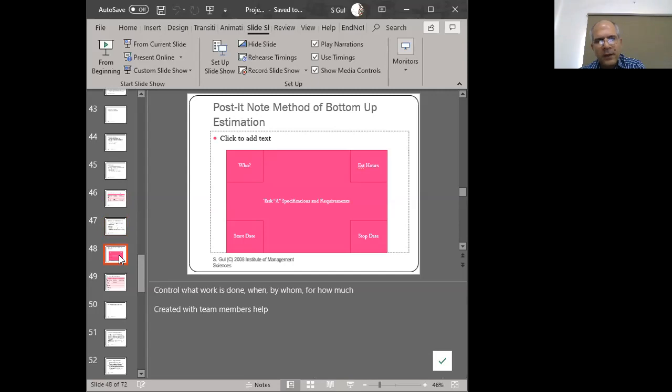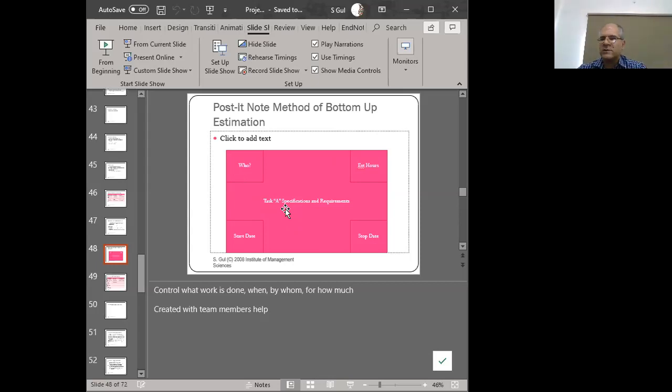Now, scheduling the activities can be done using very simple methods other than software. You can even use sticky notes, those yellow sticky pieces of paper, and you can divide them into different quadrants. The top left quadrant can be who is going to be doing the work. The estimates of the hours can be in the top right quadrant. The start date can be at the bottom left and the stop date at the bottom right. And then the name of the task and its specification can be written in the middle.